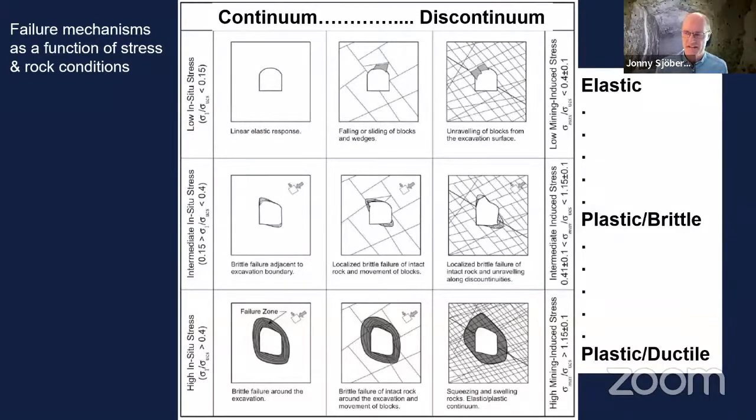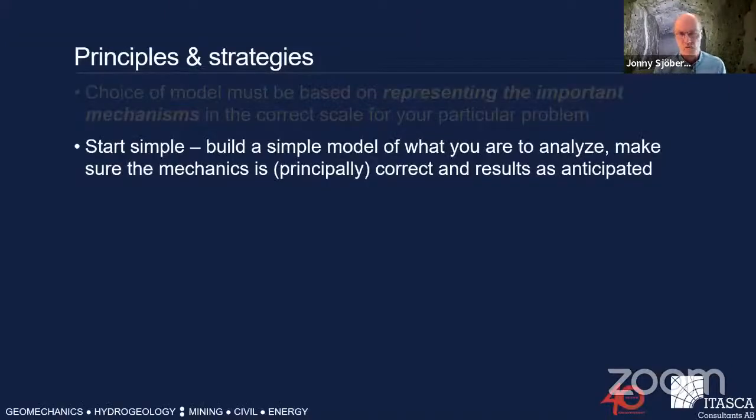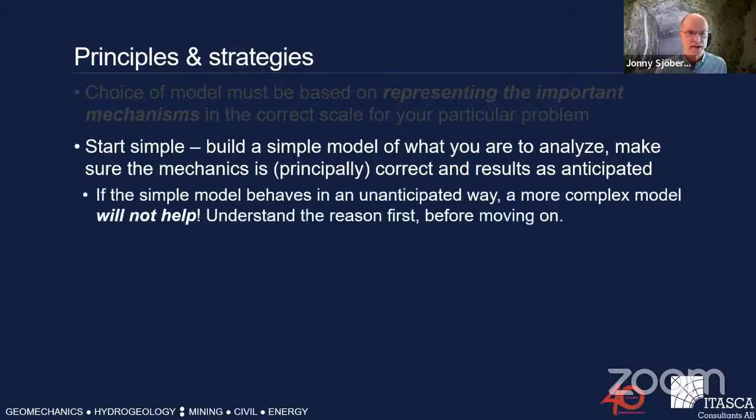So it's important here to choose the model tool, the material model, based on the mechanism. So you need to have some kind of sense and anticipation of what might happen before you start modeling. And we should always start simple. Build a simple model first, make sure the mechanics in that model are correct and that the results are what you think they should be. If they're not, it will not help to build a more complex model. You will only confuse yourself.